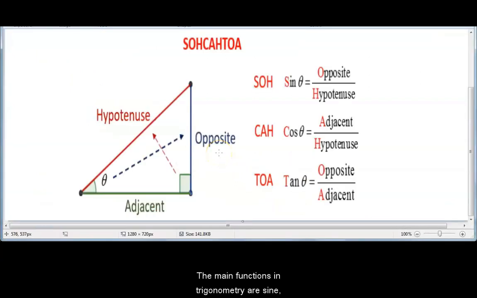The main functions in trigonometry are sine, cosine, and tangent. They are often abbreviated as sin, cos, and tan. Trigonometric functions show the relationship between the different sides and angles of a right-angled triangle. These relationships are explained as follows.